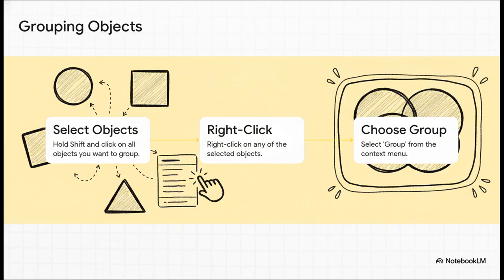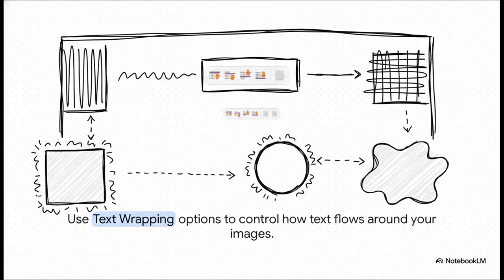Now here's a fantastic pro tip for you. Let's say you have a few different shapes or images that you want to move around as a single unit. You can group them. Just click on the first object, then hold down the Shift key on your keyboard while you click on the others. Once you've got them all selected, you just right-click and choose Group, and now they're all locked together as one single element. Super useful.